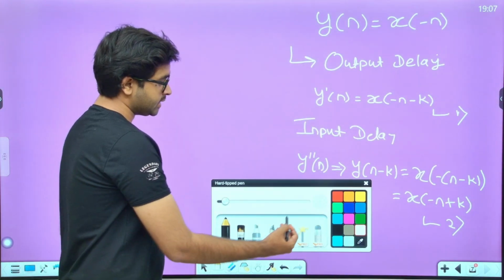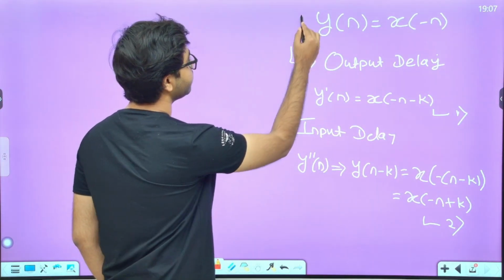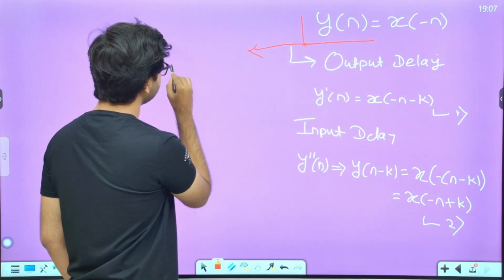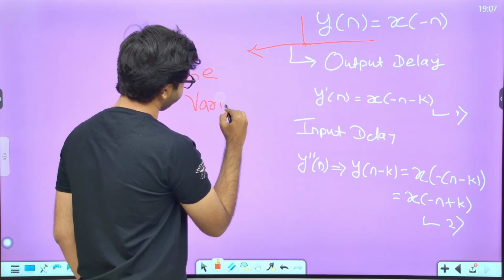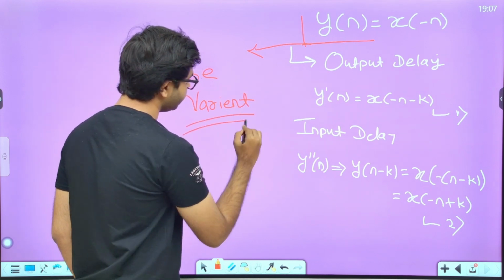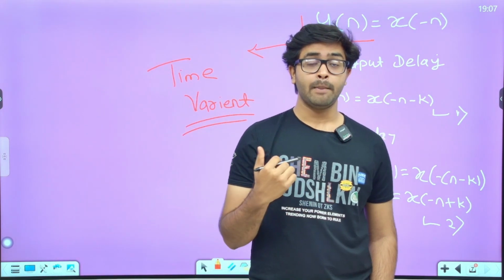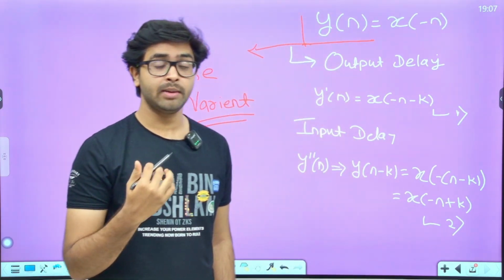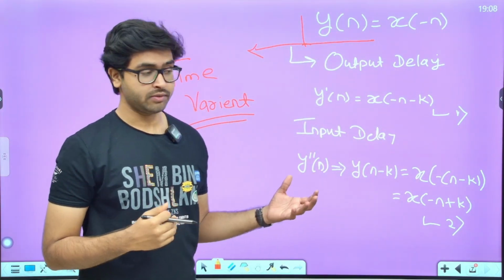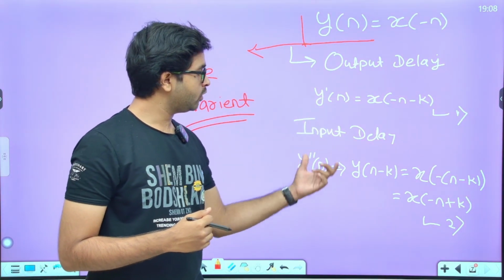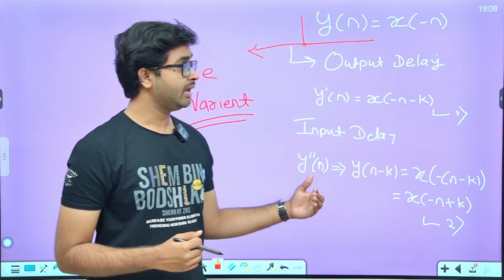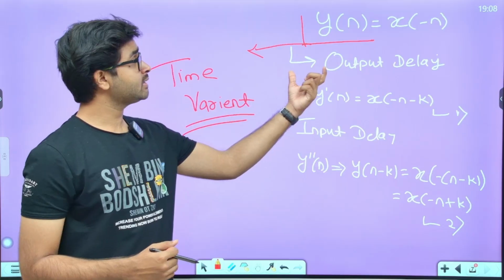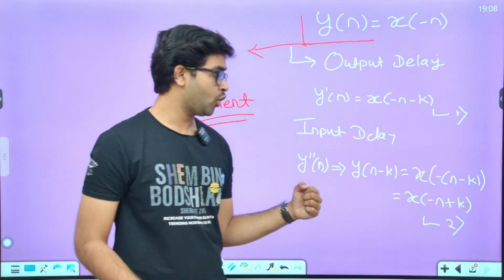As both the equations are different, this system is time variant. By changing the output and input delay, we get two different expressions, and if both expressions are not matching, they are slightly different, then this is time variant. It means this system depends on time. I hope now time variant and invariant is also clear.